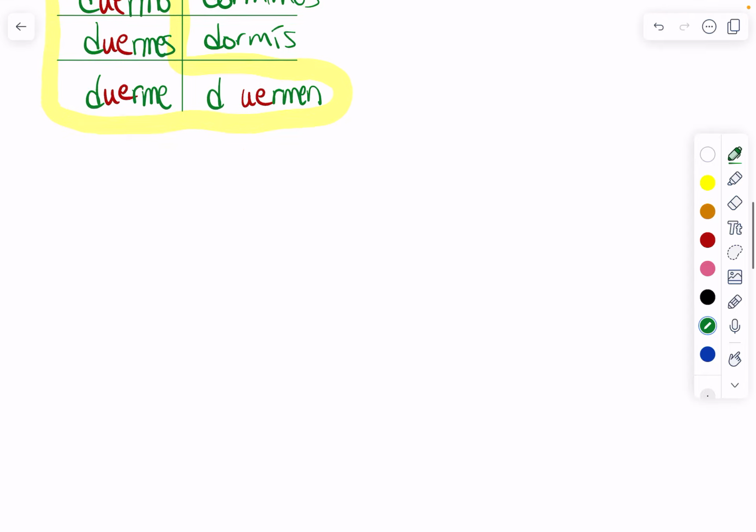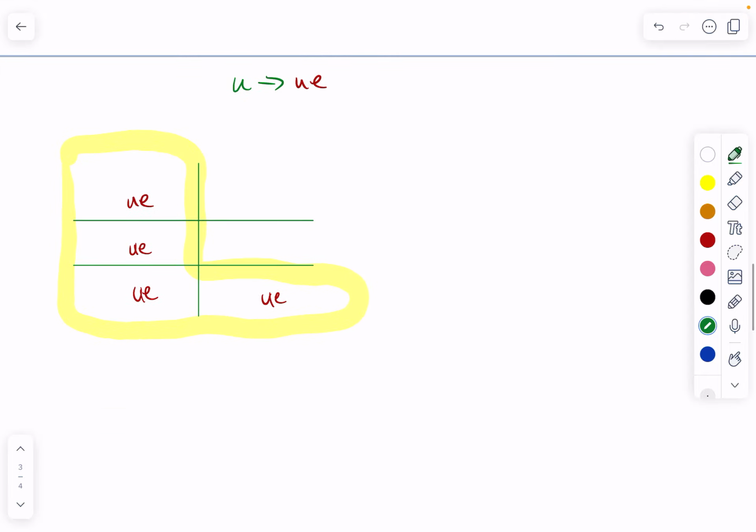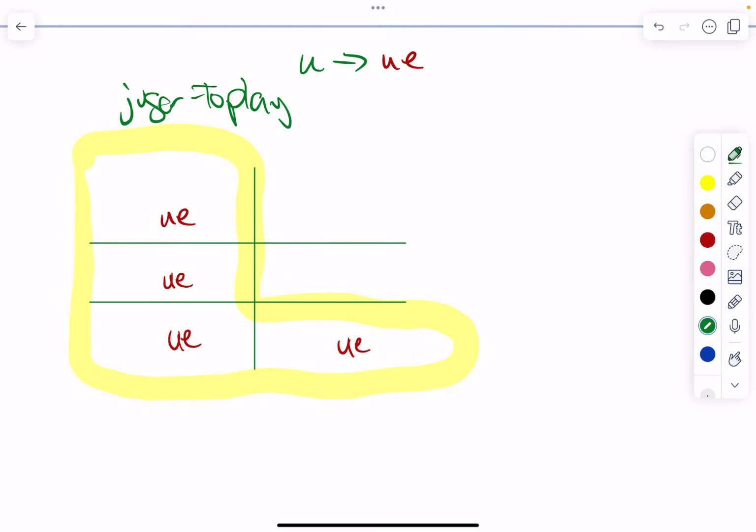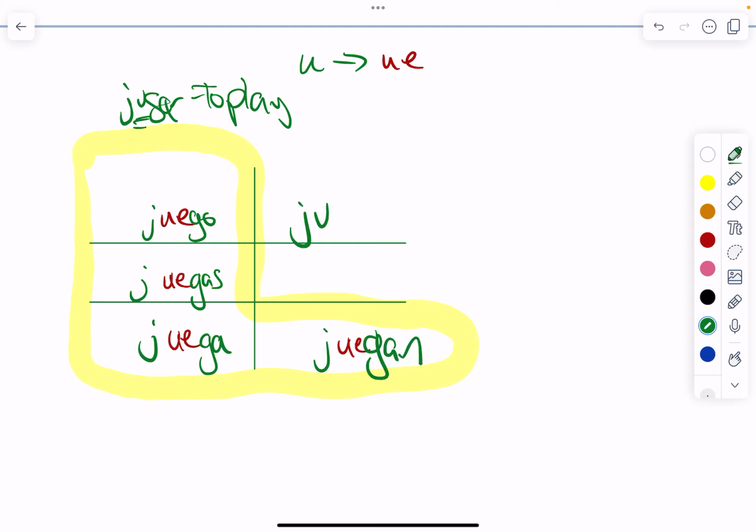And then lastly, kind of a verb in its own category, but it makes a similar change. The verb jugar means to play, and these go from U to UE instead of O to UE. So we have yo juego, tú juegas, usted, él, ella juega, ellos and ustedes juegan, no stem change outside of the boot. Jugamos for nosotros and jugáis for vosotros.